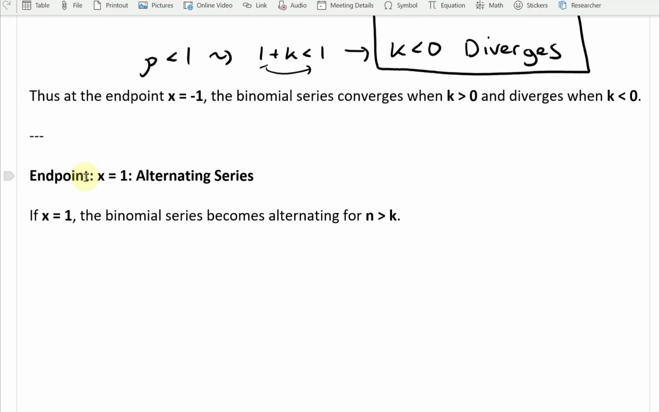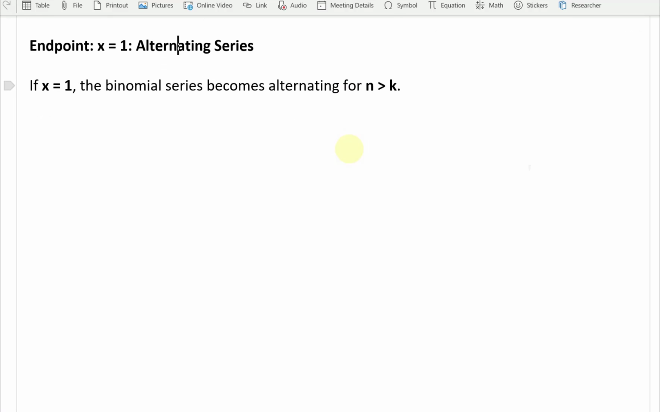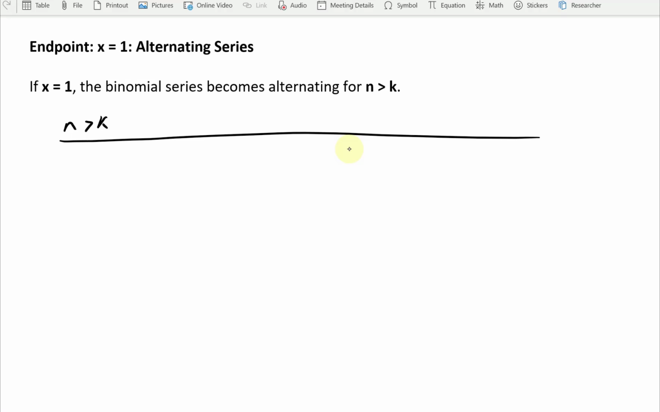And now let's look at the second endpoint, x is equal to 1. And this is an alternating series, and I'll show that here. So if x equals 1, the binomial series becomes alternating for n greater than k. Same as before, we had our table. So for n greater than k, because remember all that matters is as n approaches infinity, not any finite amount of n. So we're going to make a table.